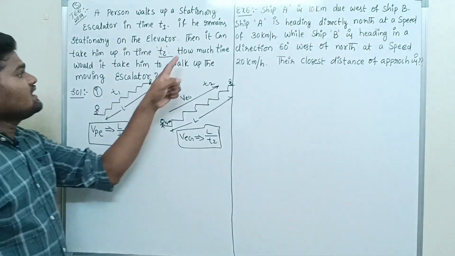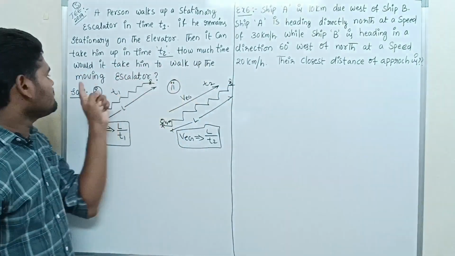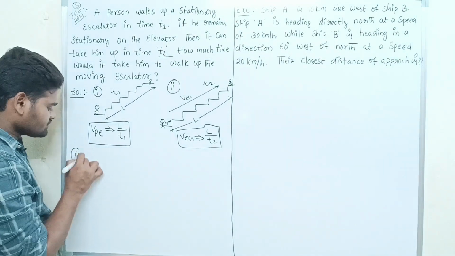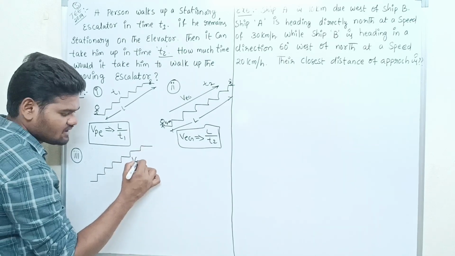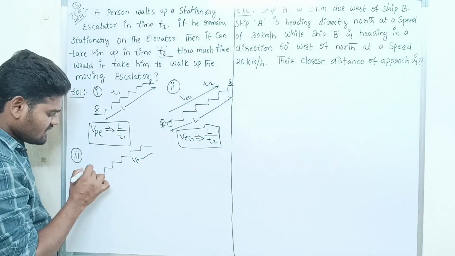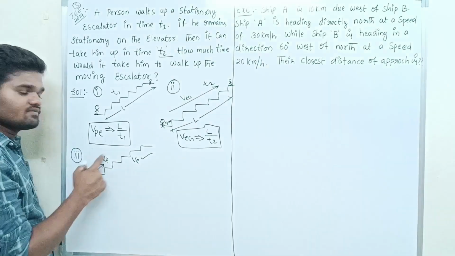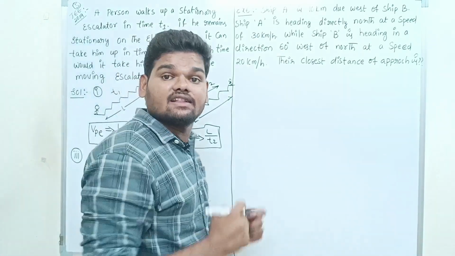So what they are asking: how much time would it take him to walk up the moving escalator? So in a third case, the escalator is also moving. The escalator has a certain velocity. Also, the person is moving. The escalator is moving, and the person is also moving on the escalator.